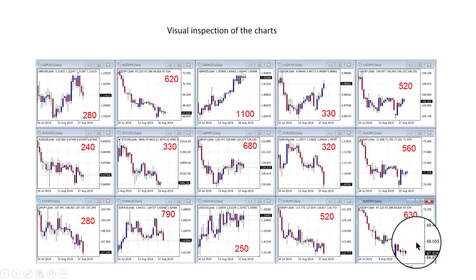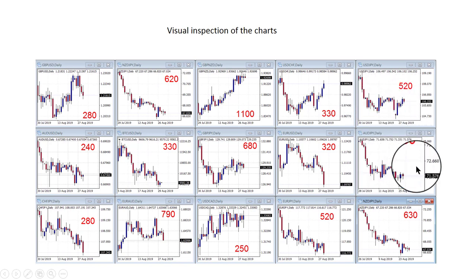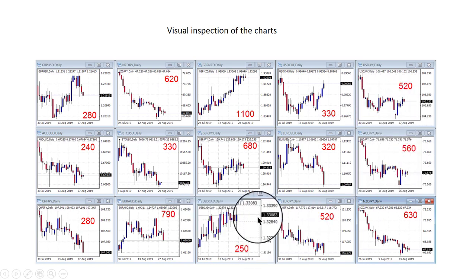So you use a visual way of finding currencies that are trending. You also can see that some of the currencies are going sideways. There we go, there's some sideways currencies. There's a very sideways currency, and you can then visually see which currencies are trending and which ones are going sideways.